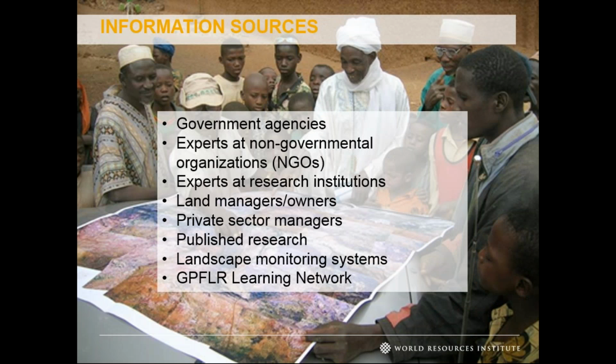And what information sources are needed for the diagnostic? Well, information, data, and perspectives that are needed to complete the diagnostic can come from many sources. This could be government agencies, experts at non-governmental organizations, experts at research institutions, land managers, private sector managers, published research, landscape monitoring systems, and the Global Partnership for Forest and Landscape Restoration Learning Network. Input and perspectives from these sources can be obtained through a variety of approaches, including readings, structured or semi-structured interviews, focus groups, and workshops.